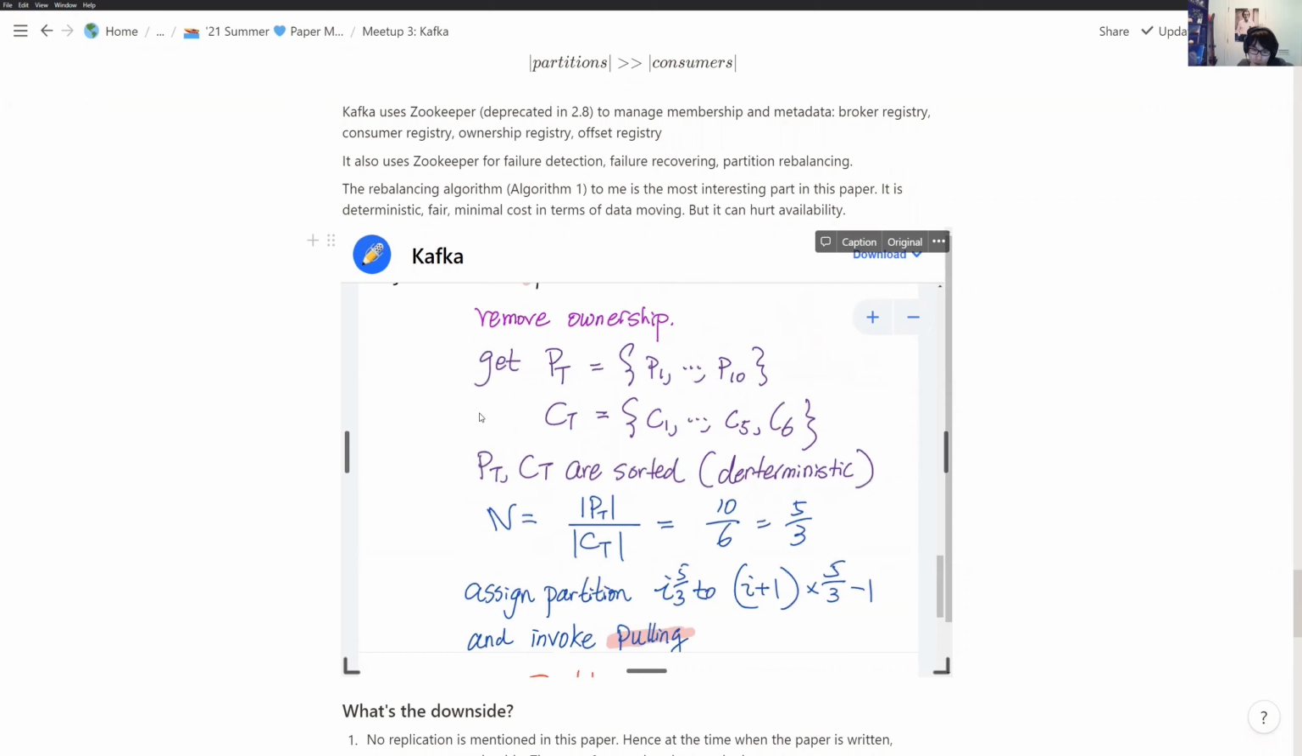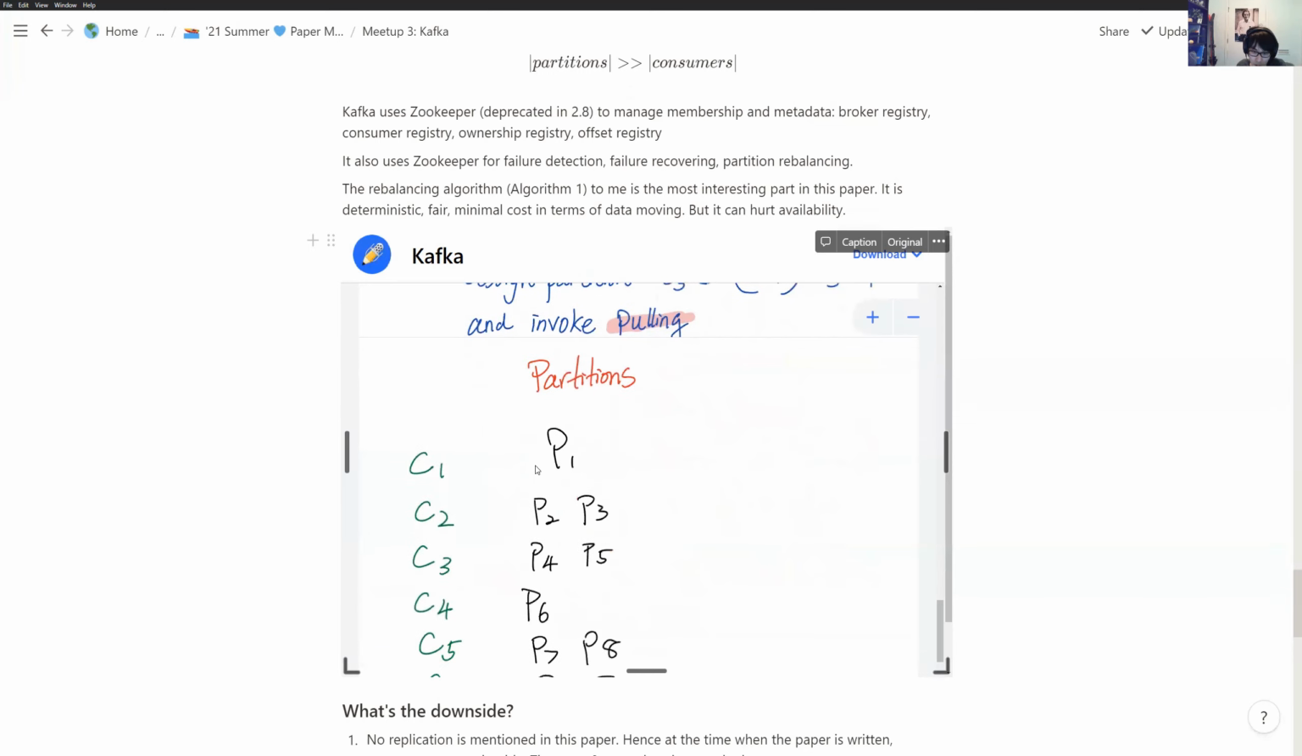So think about if the consumer breaks or crashes in the middle of this rebalancing algorithm, and the other consumers try to get ownership of this specific consumer's partitions. They will be blocked until Zookeeper figures out this consumer is down and they need to do something about it. And that's why I think this algorithm is a blocking algorithm.